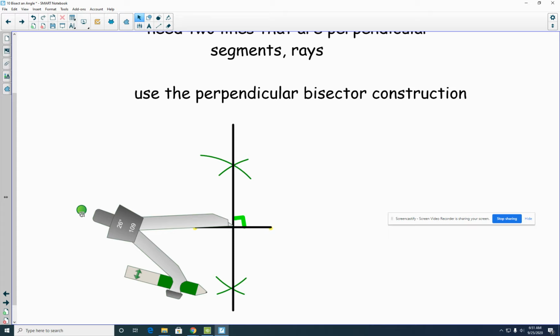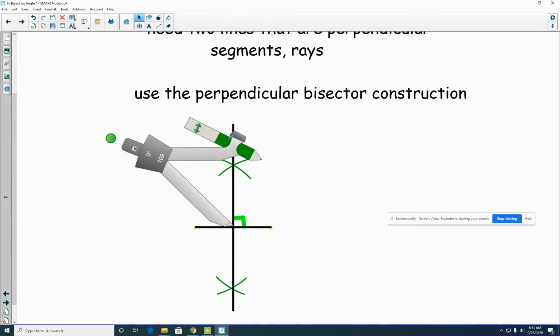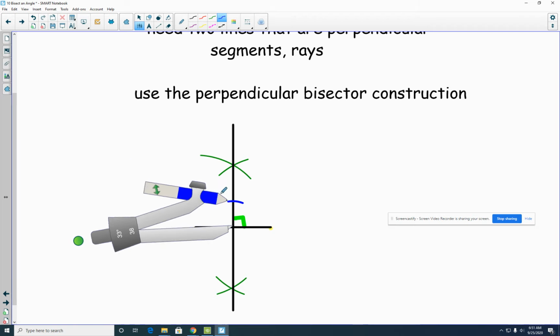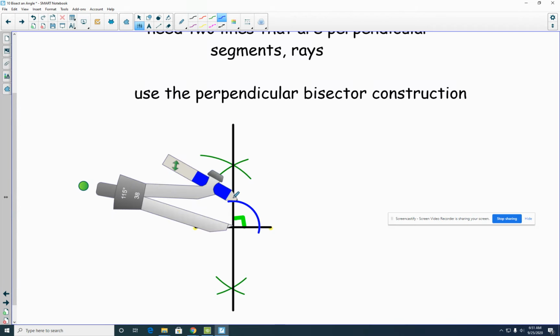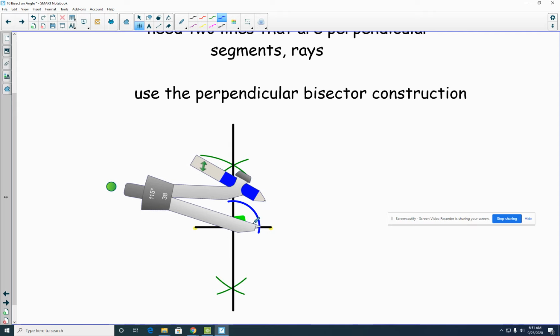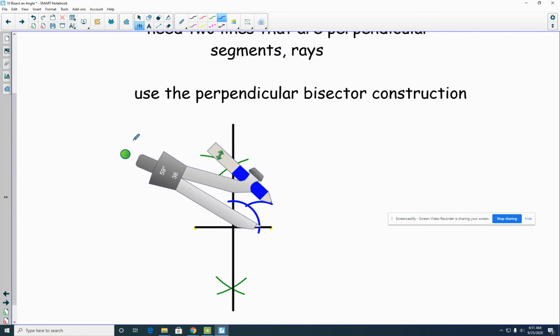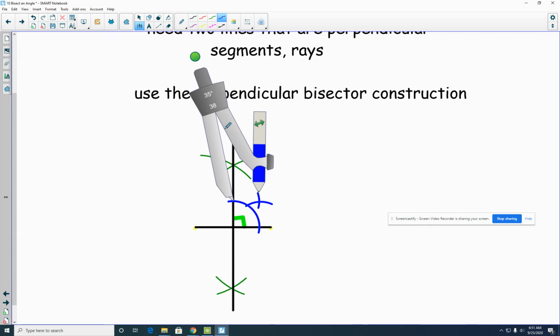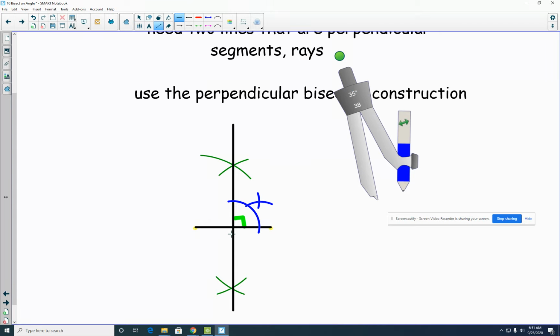I'm going to take my compass and do the angle bisector construction, which we learned today. I'm going to shorten this up, change the color so you can see the difference. I'm going to swing an arc that goes through both sides of the angle. Keep my measure the same, go to this point of intersection, swing an arc. Go to the other point of intersection, swing an arc. Excellent. And now connect, as so.